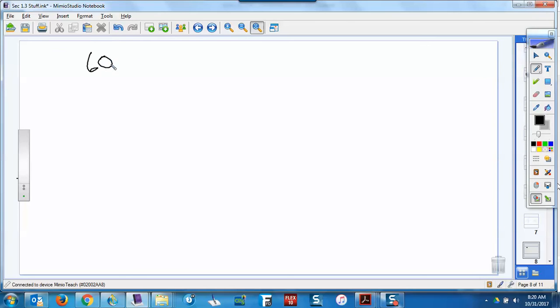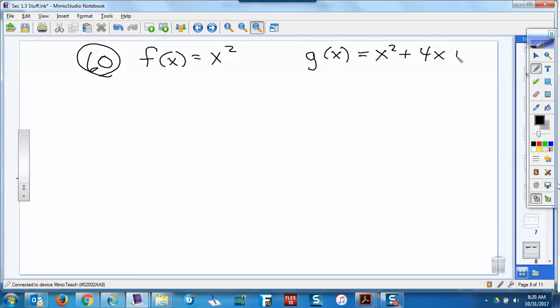60. All right. 60 says that f of x equal x squared, and let g of x equal x squared plus 4x plus 3. Now, sometimes they give you a hint, almost makes it harder, because then you feel like you've got to do it that way. You wouldn't actually have to do it that way to solve this problem if this was on the quiz. They said you can complete the square. So let me go ahead and do it that way.